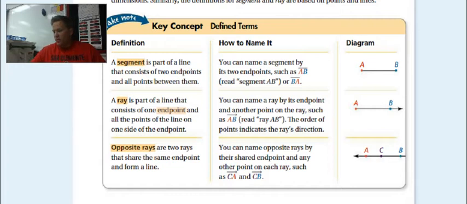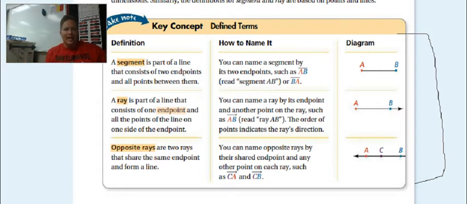Let's have you write down everything inside this box right here, this key concept right here. So another 3 terms. One is a segment. A segment has 2 endpoints that we have right here. So that means it stops. So unlike a line where a line just keeps going on and on forever, a segment will stop at 2 points that we have right here.